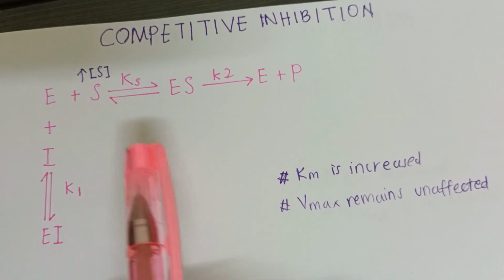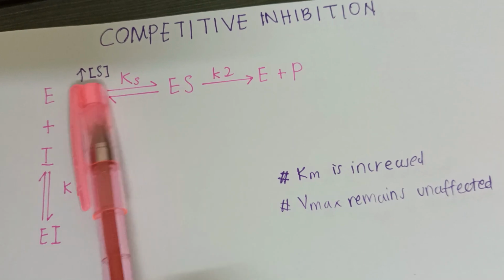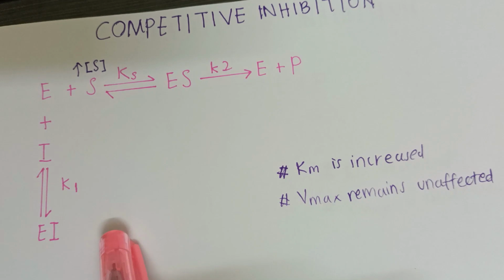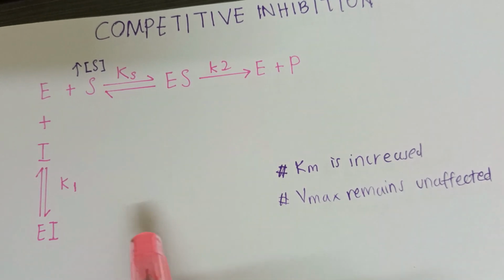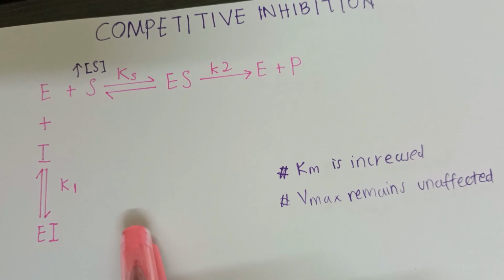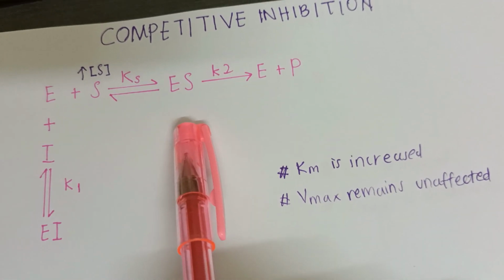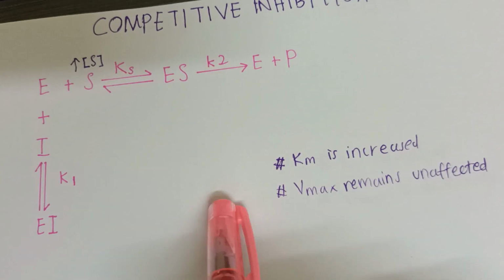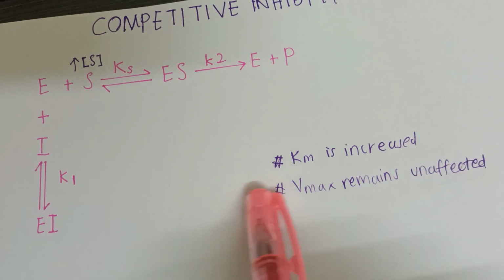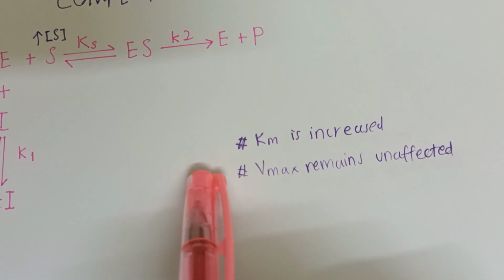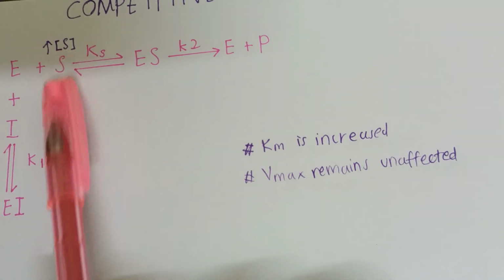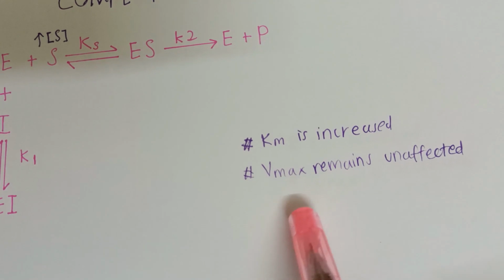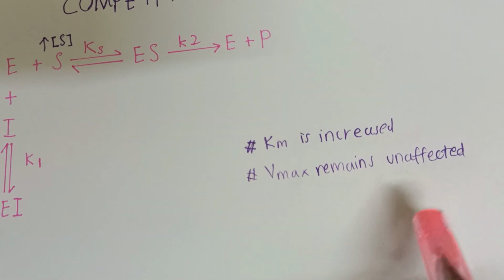The only way that this reaction can go on is to add more substrate concentration so that the affinity of the inhibitor with the enzyme will go down. The inhibitor will be outbid so that more enzyme-substrate complex can be produced, and next will dissociate to form more product. Km is equal to the substrate concentration. So we can say that when the substrate concentration increases, the Km or the affinity will increase, while Vmax remains unaffected because the amount of product is not changed.